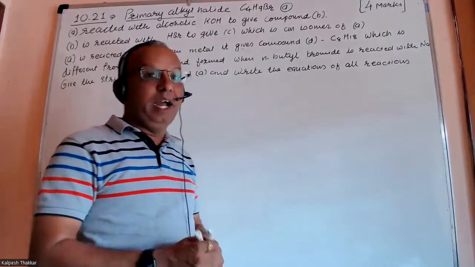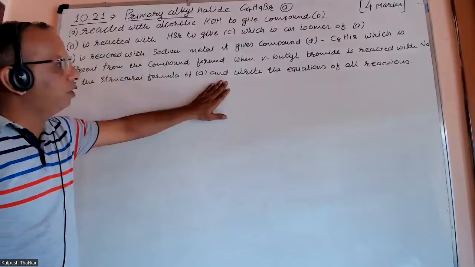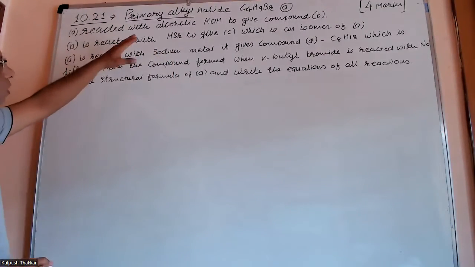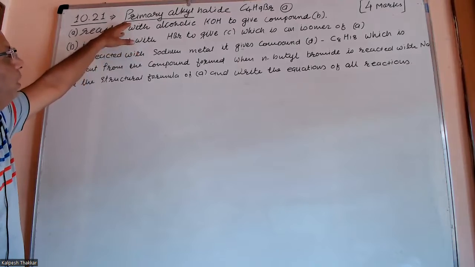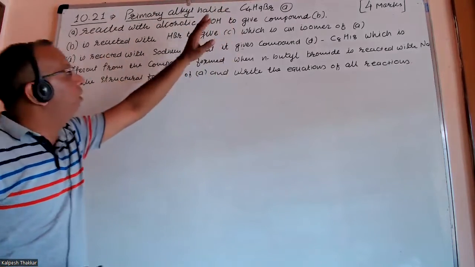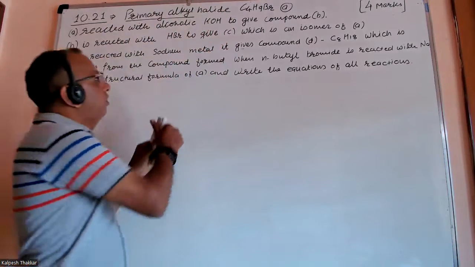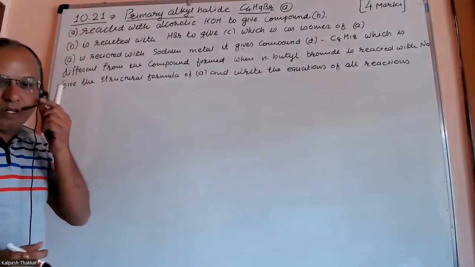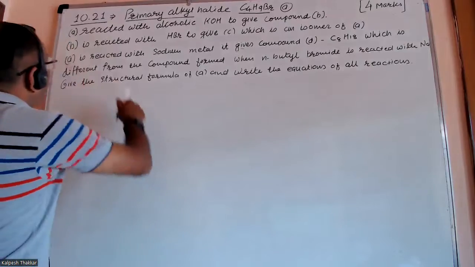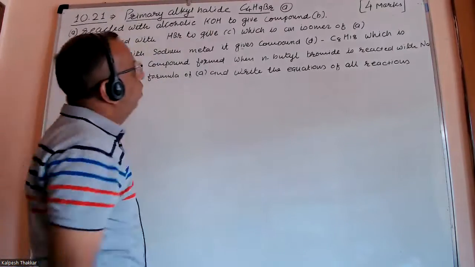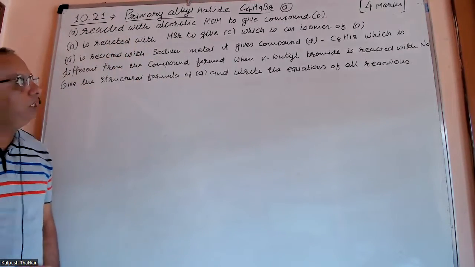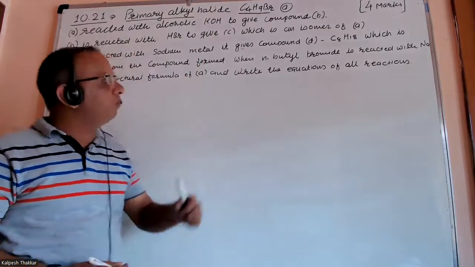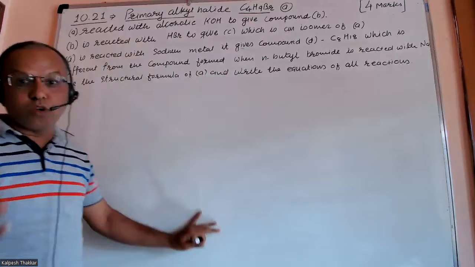The points are given one by one, and you have to give the different compounds or reactions, whatever is asked in the question. In this question, the given compound is a primary alkyl halide, and its molecular formula is C4H9Br, which is our compound A, friends. Then A reacts with alcohol to give compound B, then B to C, and all this is given in your textbook, friends. But how to solve this question?